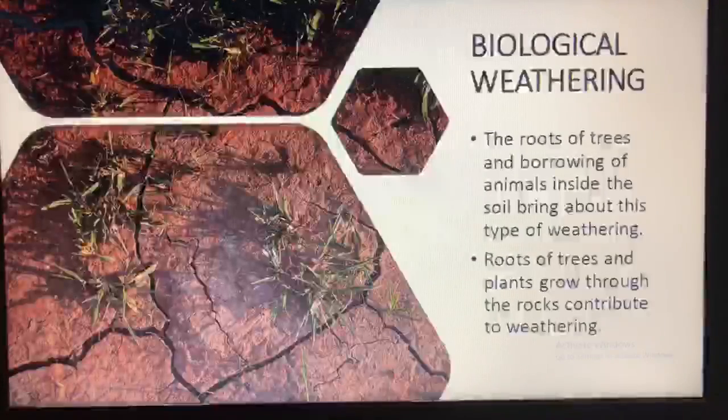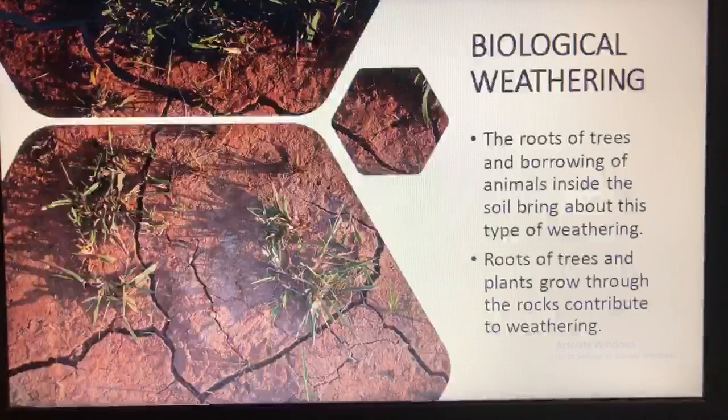Then we had studied about the biological weathering. So what is biological weathering? The roots of the trees and the burrowing of animals inside the soil bring about this type of weathering. So the roots of trees and plants grow through the rocks and contribute to the weathering. So here you can see in the picture how the plants grow on the rocks.